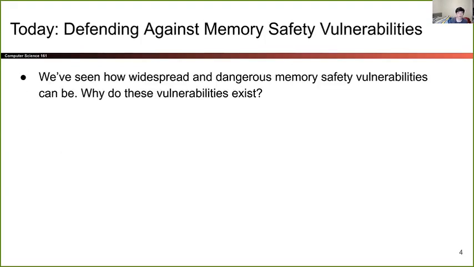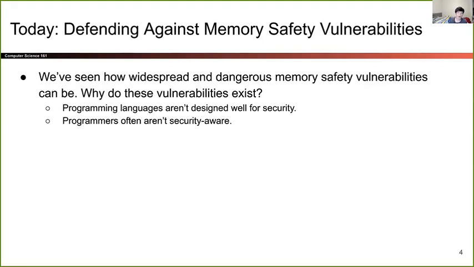So we've seen how memory safety vulnerabilities can be dangerous. They allow the attacker to execute pretty much any code that they want. And a good question that we ask ourselves is, why does this happen? Well, for one, programming languages that we use aren't often designed for security. Nowadays, we have memory safe languages, but when we're working with something like C or C++, those allow us to have these vulnerabilities creep into our code.